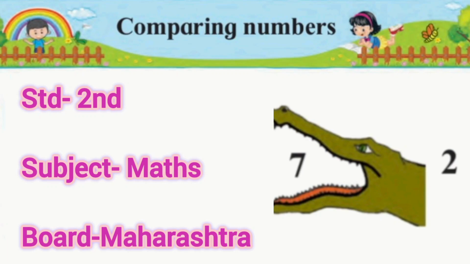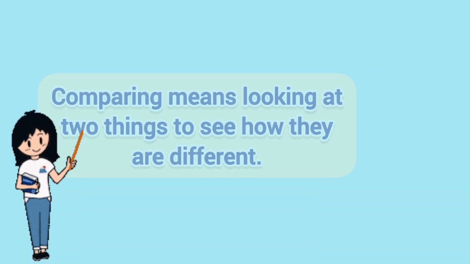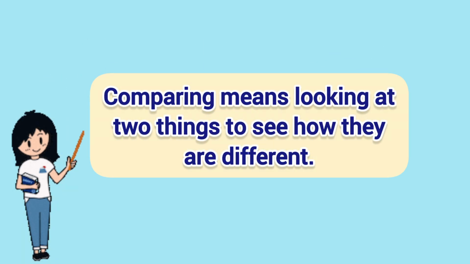Today we are going to learn maths for standard 2nd from part 2. The name of our topic is comparing numbers. In this topic we will learn to compare two numbers using the signs smaller than and greater than. So before we learn how to compare numbers, let's first understand what comparing means. Comparing means looking at two things to see how they are different.